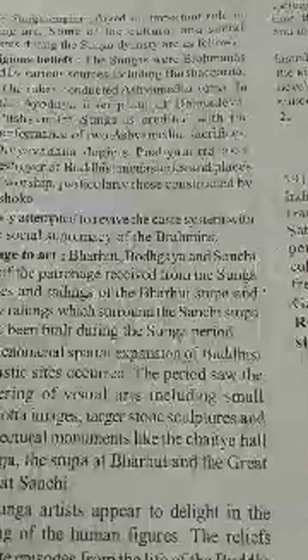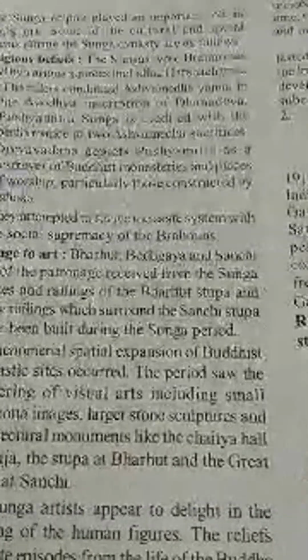Patronage to art. Bharhut, Bodhgaya, and Sanchi are evidence of the patronage received from the Sunga rulers. The gates and railings of the Bharhut Stupa, and those surrounding the Sanchi Stupa, were built during the Sunga period, a phenomenal spatial expansion of Buddhist monastic sites.